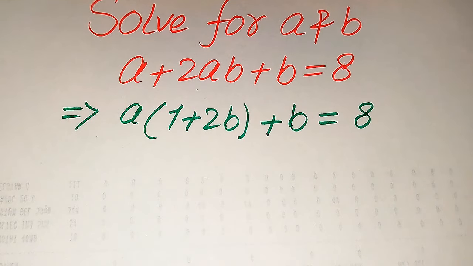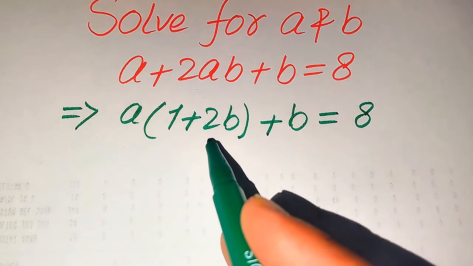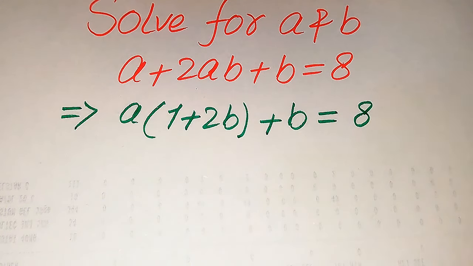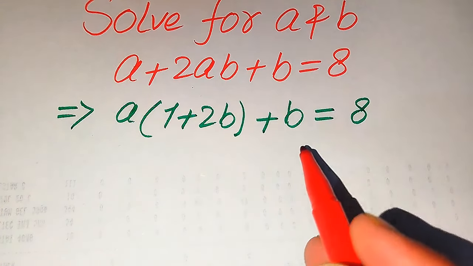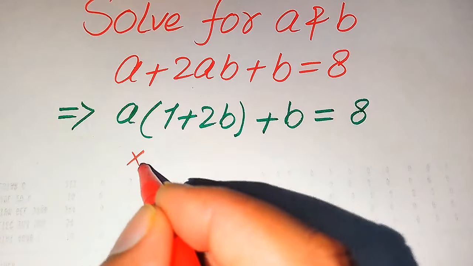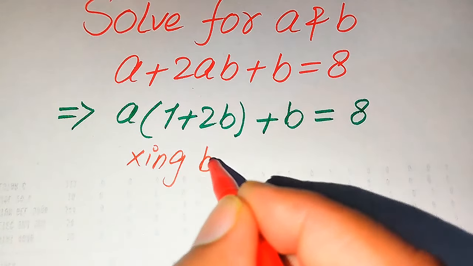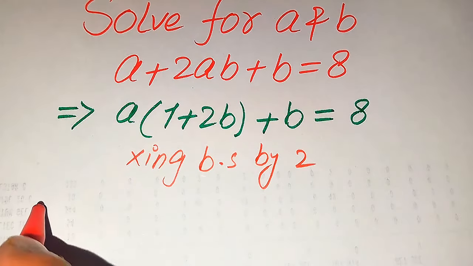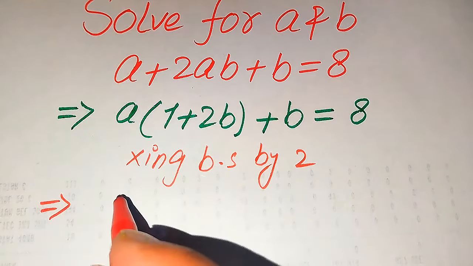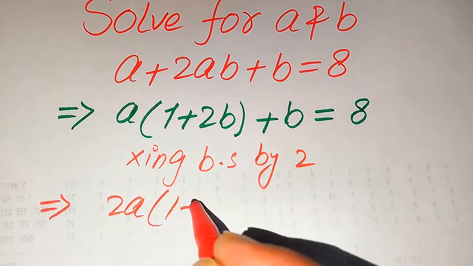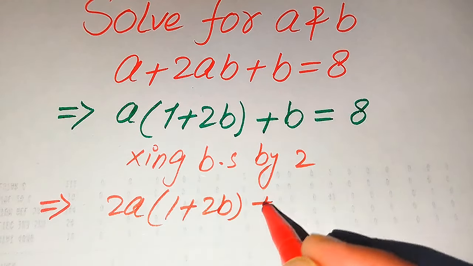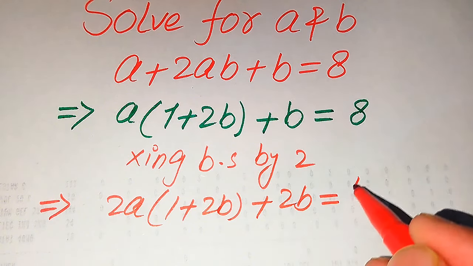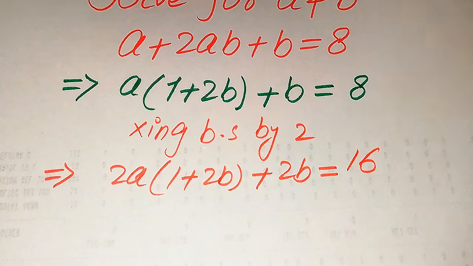And in the next step, you see here we have 2b, but here we have b only. So in order to make this b into 2b, we need to multiply each of these terms by 2. So when we multiply each of these terms by 2, it will be written as 2a times (1 + 2b), plus 2b is equal to 2 times 8, which becomes 16.